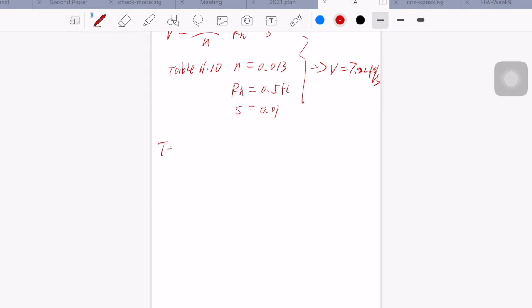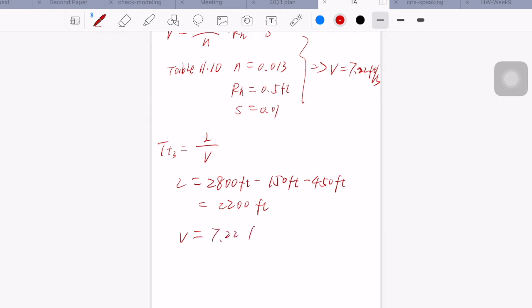And we also know the TT3 should be equal to L over V, and the length of the open channel flow should be equal to the total length of the flow path minus the flow length in the sheet flow minus the flow length in the shallow concentrated flow. So L should be equal to 2800 feet minus 150 feet minus 450 feet. So L should be equal to 2200 feet. And we know V equals 7.22 feet per second.